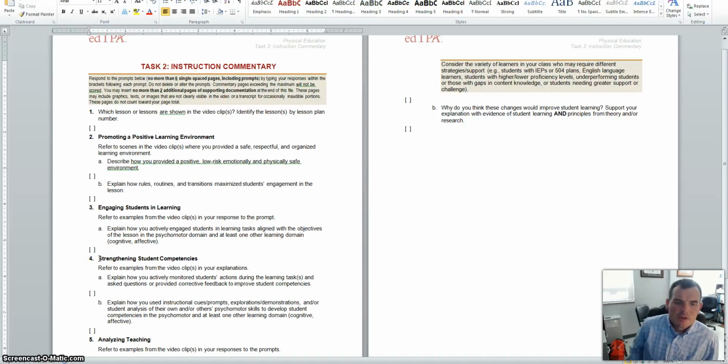Number 4, strengthening student competencies. Explain how you actively monitor students' actions during the learning task and ask questions or provide corrective feedback to improve student competencies. Here's where we highlight the learning cues. When you're giving feedback to a student, how are you incorporating the learning cues, which can be related to academic language, helping them to better understand what it is they did incorrectly and trying to make improvements so that student learning occurs. Explain how you use instructional cues and prompts, explorations, demonstrations, and or student analysis of their own and or others' psychomotor skills to develop student competencies in the psychomotor and at least one other learning domain.